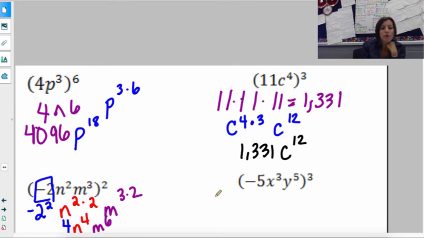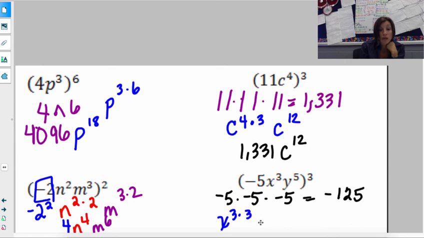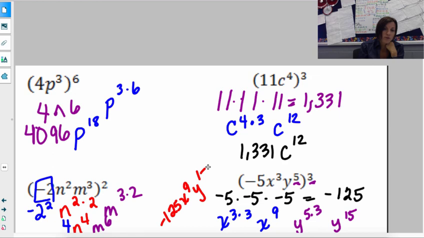All right, moving on, last example. Negative 5 times negative 5 times negative 5 is our first one. So negative 5 cubed is negative 125. Moving on, we've got x to the 3rd power raised to the 3rd power. So we've got to be careful that we don't add those exponents. That's a multiplication: x to the 9th power. And then we've got the y, 5 times 3. So y, 5 times 3 is y to the 15th power. I need to put it all together: negative 125 x to the 9th, y to the 15th.